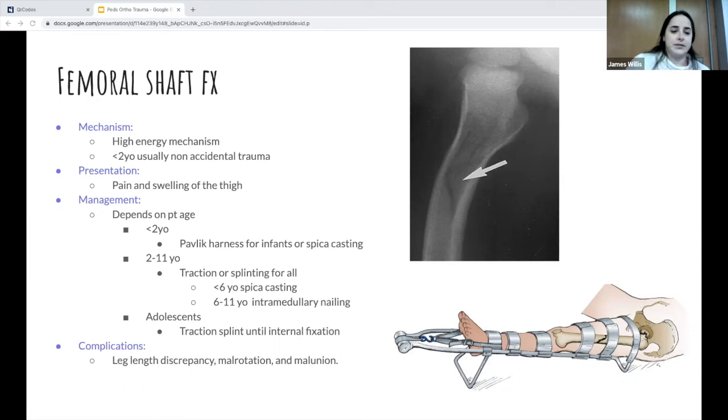If it is between 2 and 11, you can do traction or splinting. If it is less than 6, you can still do the spica cast, or if it is between 6 and 11, they probably need intramedullary nailing. And adolescents, same as adults: traction splint until they get the internal fixation. Complications will be leg length discrepancy, malrotation, and malunion.